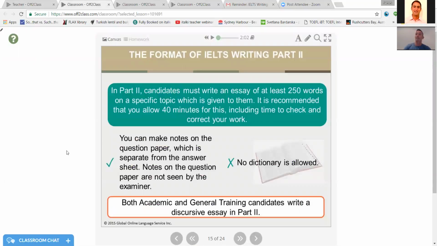So the format of the IELTS writing part 2 test is that they have to write the discursive essay, and it should be approximately 250 words long. They will be given a specific topic.